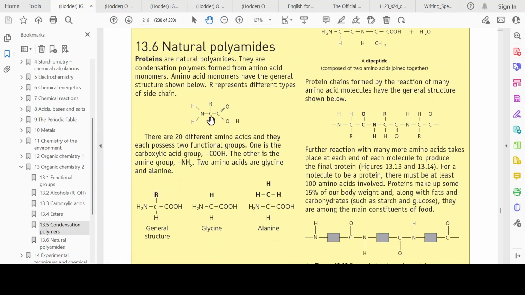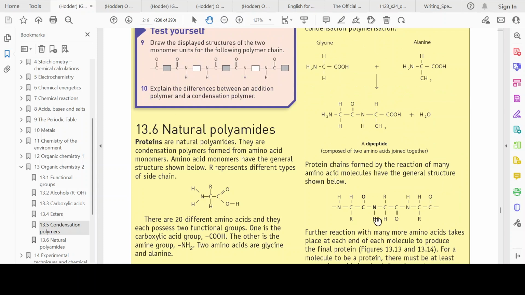You've got the central carbon, the C double bond O and the OH, so that's the carboxylic acid group, the N with the two H, so that's the amino group, the single hydrogen, and you can see the hydrogen always comes below the central carbon, and the R group on top. Because this has both functional groups, any amino acid joins up with other amino acids to form proteins. So proteins are natural polyamides. Why? Because when they join up, they have the amide link, right?